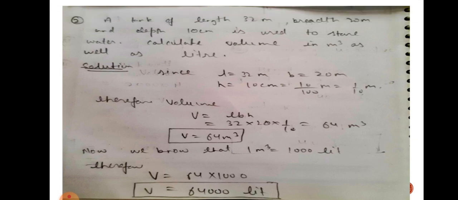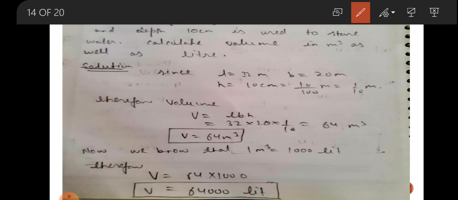In the numerical, there is a tank of length 32 meter, breadth 20 meter, and depth 10 centimeter. You have to calculate the volume in meter cube as well as in liter. So your volume is to be calculated in meter cube. So L is 32 meter, B is 20 meter, sorry, H is 10 centimeters.